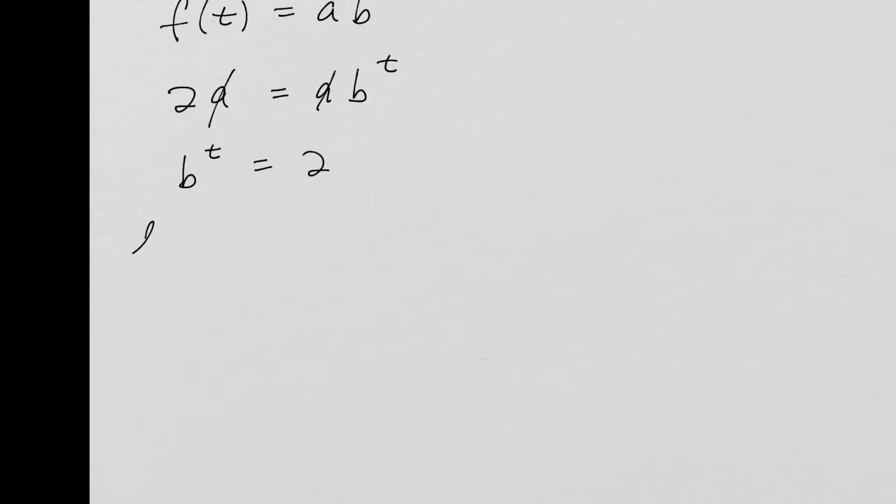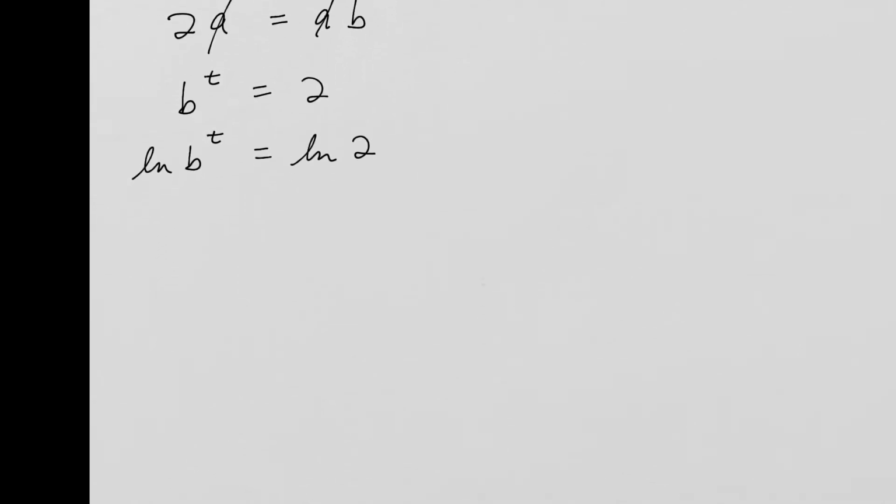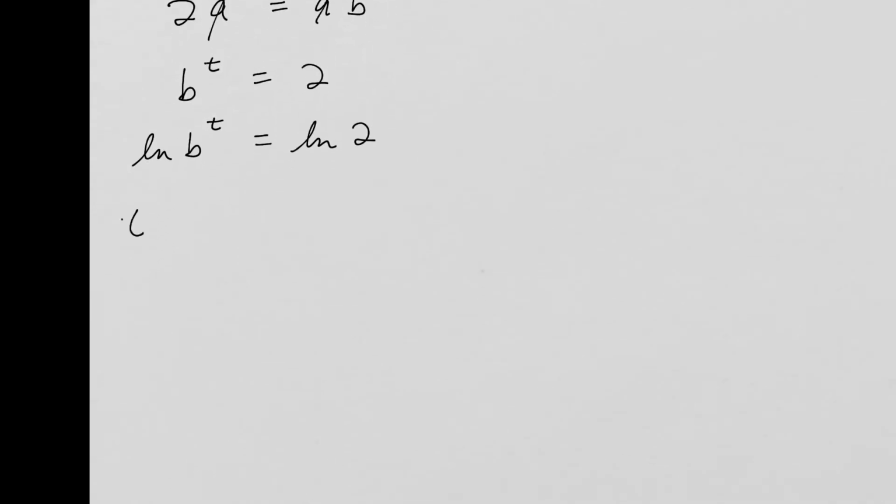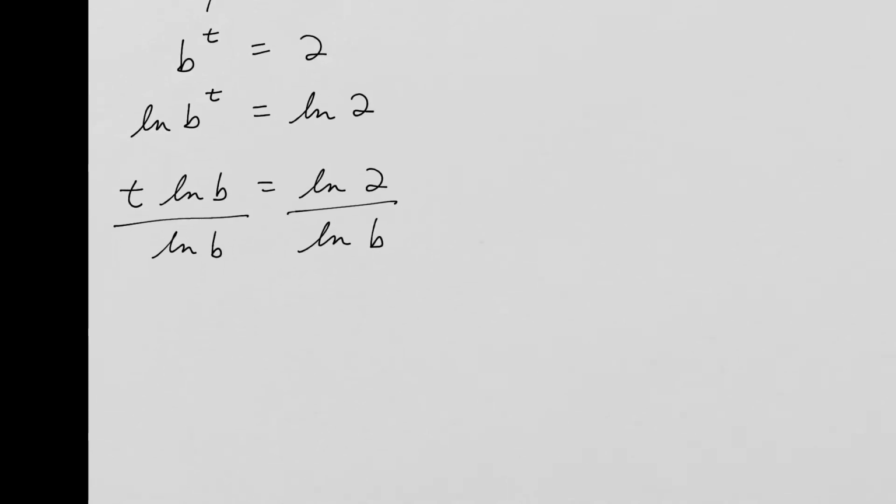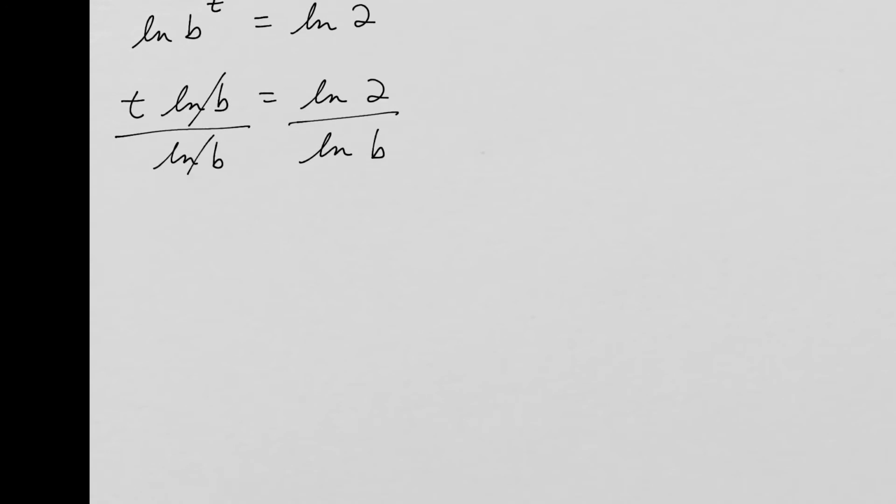I'll take the log of both sides. I'll use my property that the t will come out front, right, the exponential property. And then finally, to get t by itself, I'll divide both sides by natural log of b. So that's going to be the doubling time. So t is equal to natural log of 2 over natural log of b.